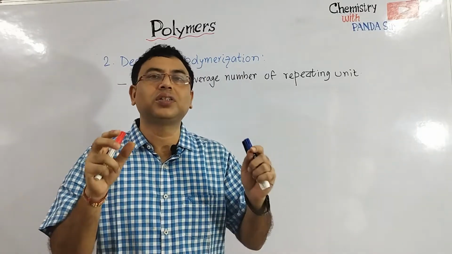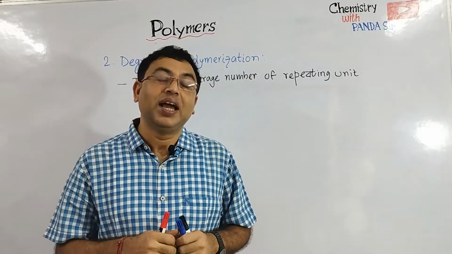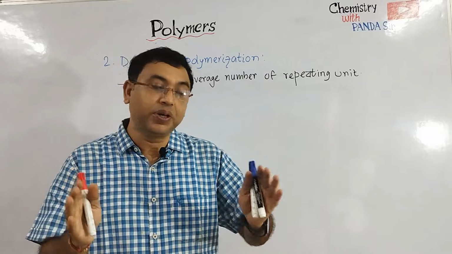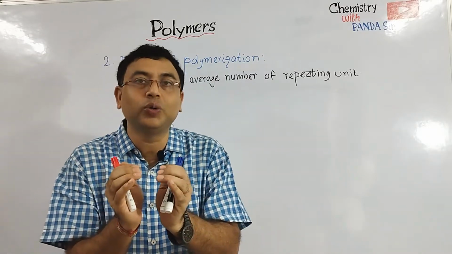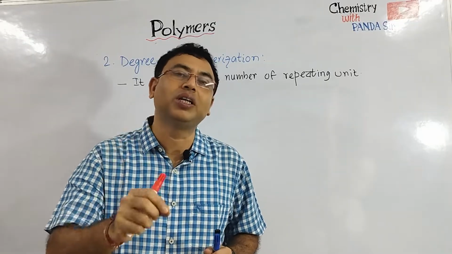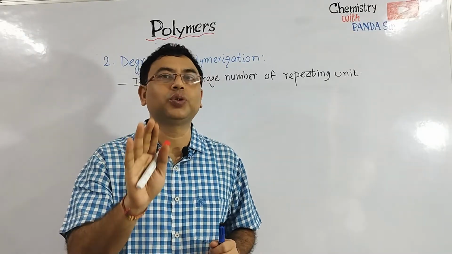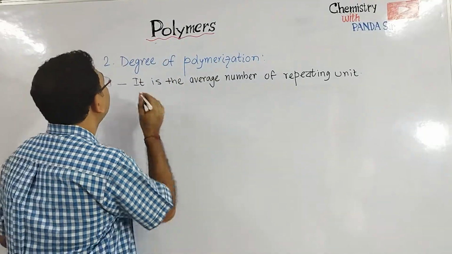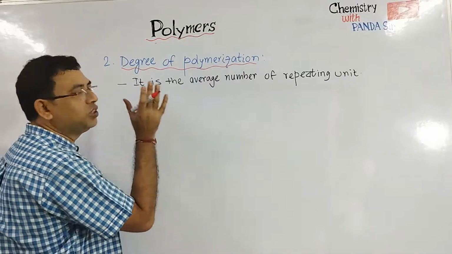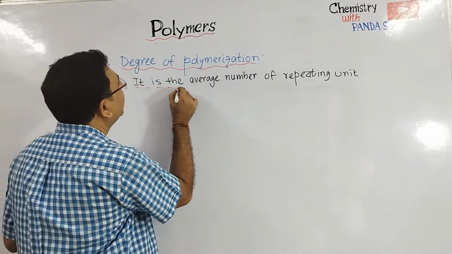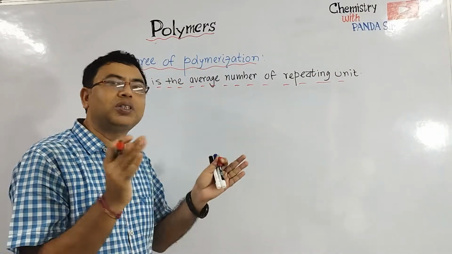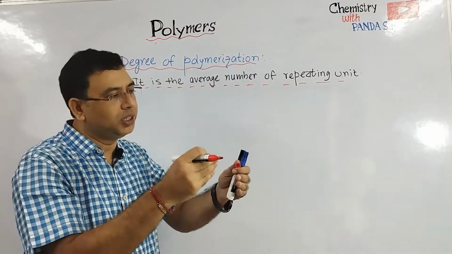There is no fixed number for the polymerization, and that is the reason, because we are having different numbers of monomers when joined together give a polymer. So polymer will have different molecular weight. We are going to discuss that very soon, but before that let us talk about this topic, degree of polymerization. What is the definition in one line? It is the average number of repeating units. So how many monomers repeatedly joined together give you polymer?